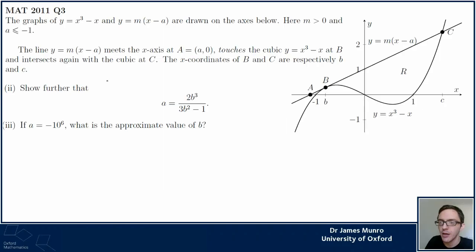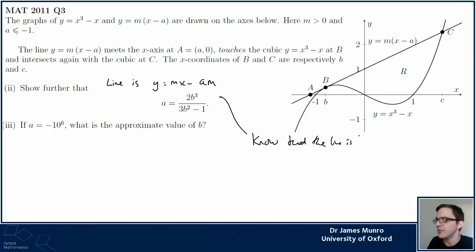Okay. The line is y equals mx minus am, or I should maybe have written that as ma, so I've just multiplied out this bracket. So this constant in the line here is minus am. Okay, why have I done that? Well, I also know that the line is y minus the y value is equal to m times the x value. I know that the line has gradient m and it goes through this point b cubed minus b.